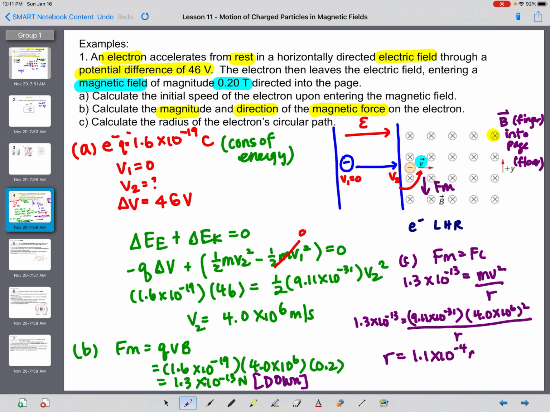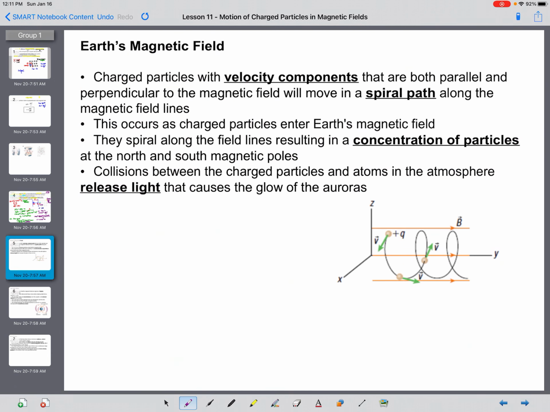So I got r equals 1.1 times 10 to the negative 4 meters. Okay, so another typical type of question, right? All right, last one is concept. We already sort of talked about it when we were explaining the aurora borealis.